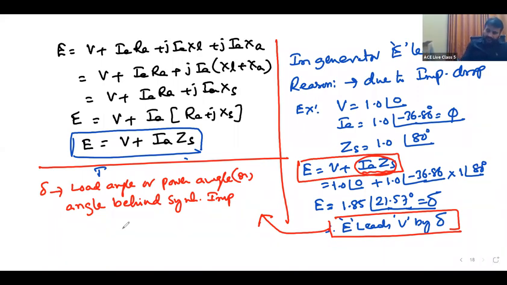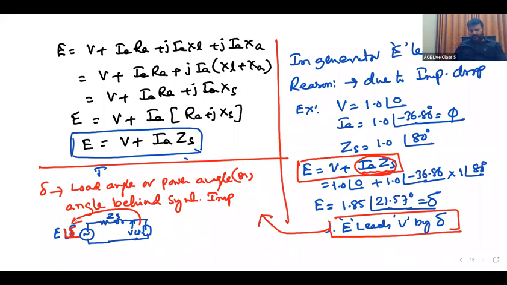Like this, this is E. This is the total ZS I can take now. This is RA plus ZS. This is V. V will be at an angle 0. This is ZS. This will be E at an angle delta. This delta is coming, the angle behind synchronous impedance.